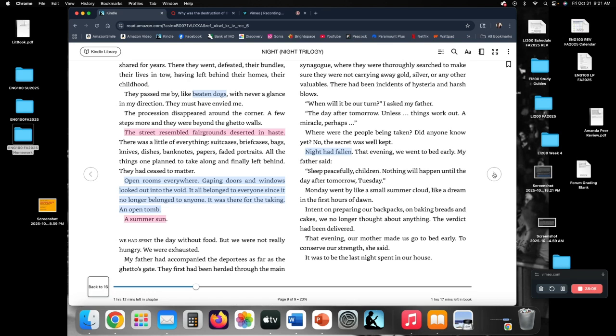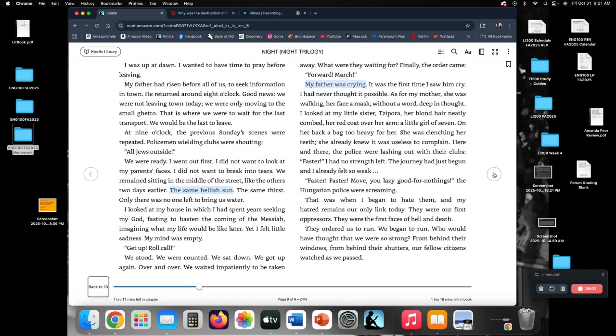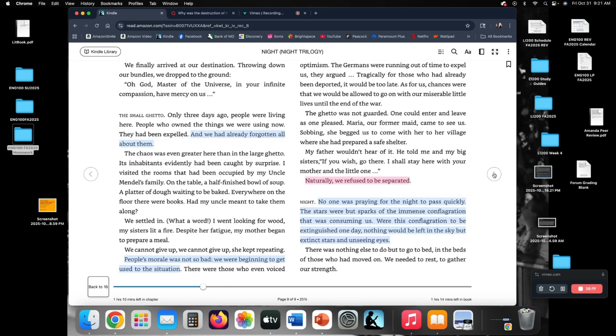So an important contrast there. So I am moving closer to the point of the close analysis there at the end. This says, "People's morale was not so bad. We were beginning to get used to the situation."